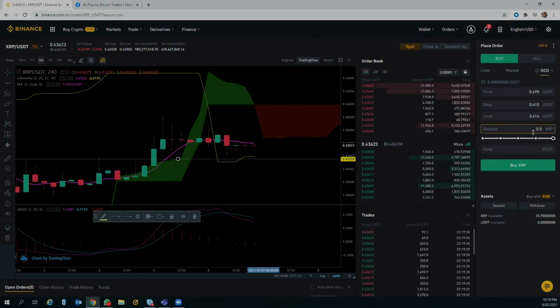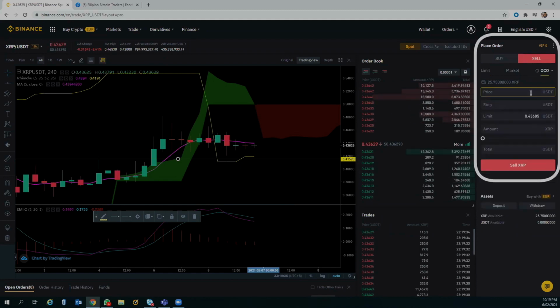Sir, it looks like you selected buy. Yeah, sell. Oh, out, buy. Oh, sorry, yeah, that's a mistake. So on the sell side, the price we will sell at is 0.495. Then our trigger is 0.415, and we will sell it at 0.414. Then that's it. So I'll place that.